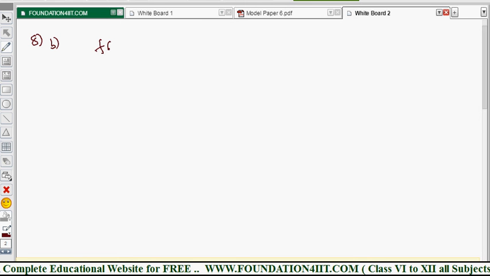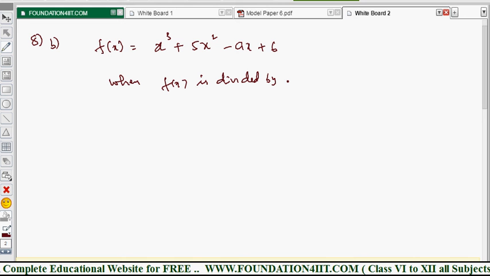Given f of x is x cube plus 5x square minus ax plus 6, and given f of x is divided by x minus 1, then the remainder is 2a. Then f of 1 is equal to 2a, because f of x is divided by x minus 1. In the place of x, we will substitute 1.